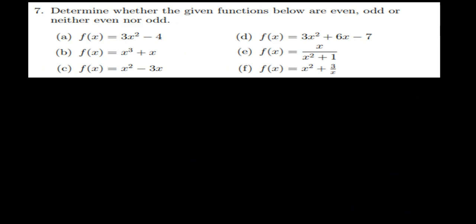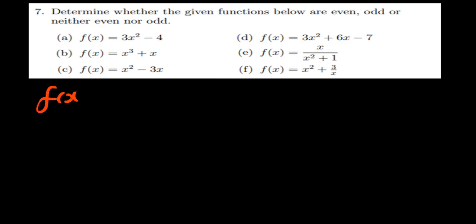Now let's proceed. Question number 7 is about determining whether the given functions below are even, odd, or neither even nor odd. We've been talking about this several times, so I will not take it lightly. Let's solve the first one. f of x is equal to 3x squared minus 4.